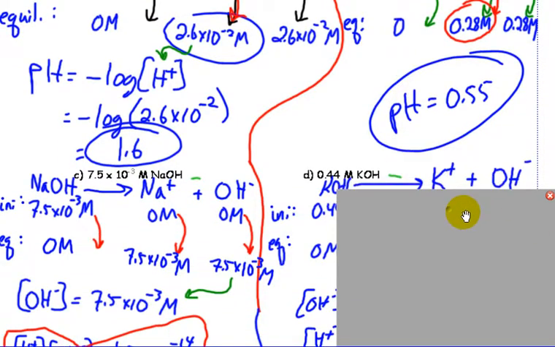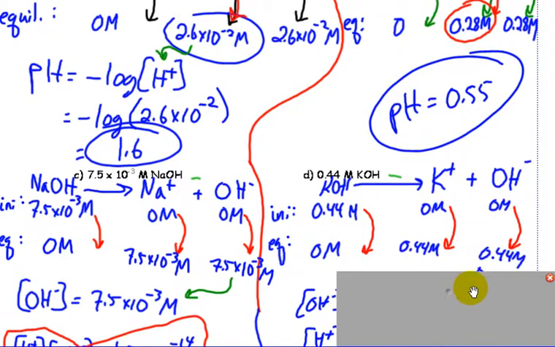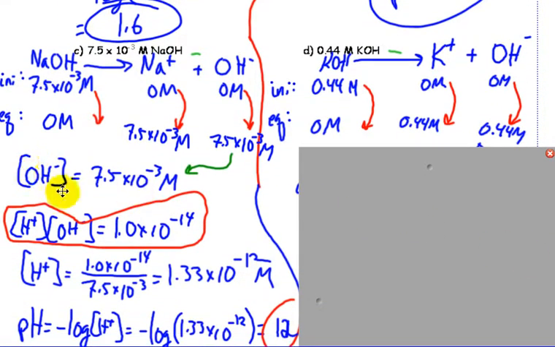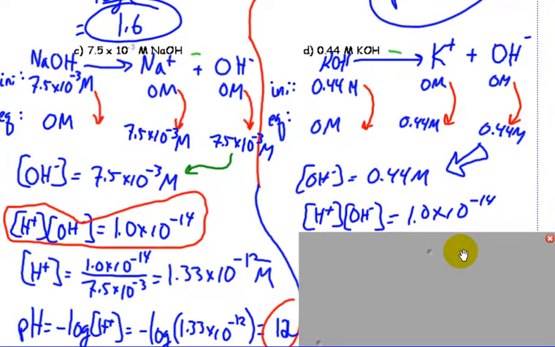If it's a strong base, similarly it dissociates into ions 100%. So here I don't have hydrogen ions, but I have hydroxide ions. So when I have hydroxide ions, I could do one of two things. I could either use this equation to figure out how much hydrogen ions I have, or I could figure out the pOH, then from there figure out the pH by subtracting it from 14. Whichever way you choose to do it.